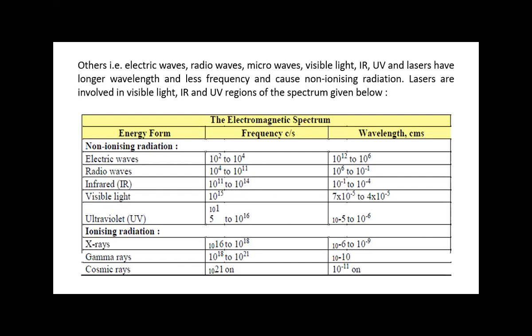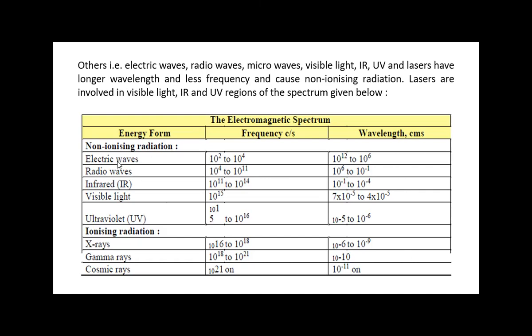So that can cause non-ionizing radiations, right? As this is the non-ionizing radiation category, they are not much damaging radiation. Lasers are involved in the visible light, IR, and UV regions of the spectrum. So the table is given below. The electromagnetic spectrum has the energy form in one column, then frequency in cycles per second in the second column, and wavelength in cm in the third column.